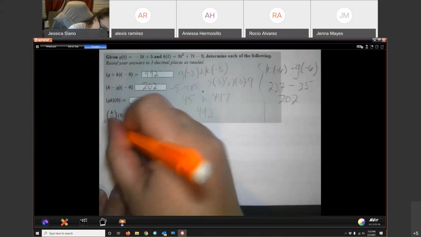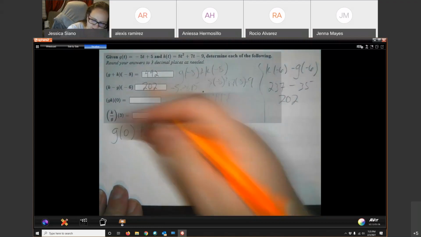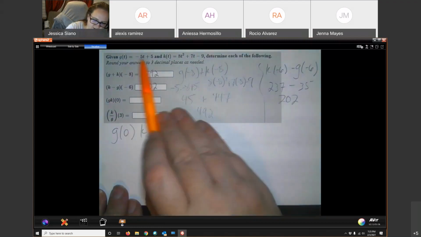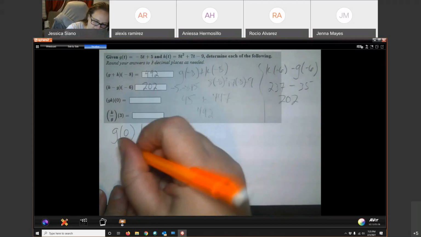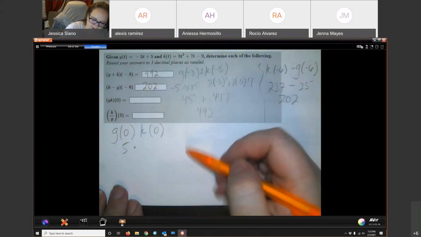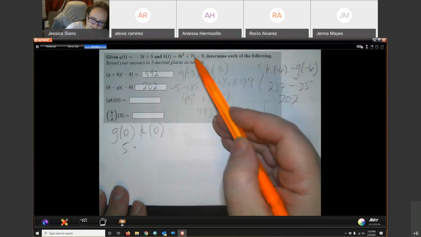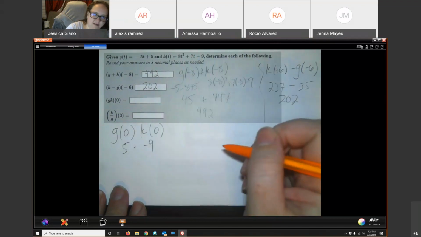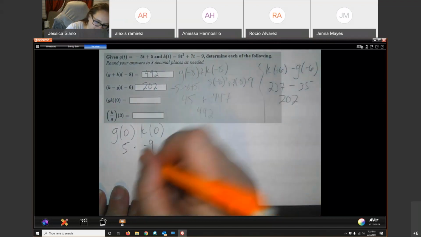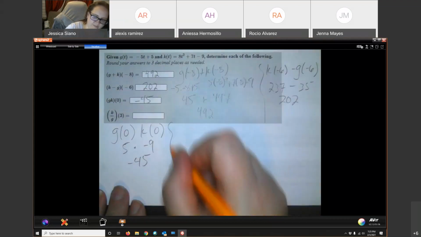And then g of 0 times k of 0. Well, if I plug 0 into g, this negative 5 times 0 will become 0, so I'll be left with just this 5. If I plug 0 into k, this will be 0, this will be 0, and I'll be left with this negative 9. And then we're multiplying on this one. We'll have negative 45.